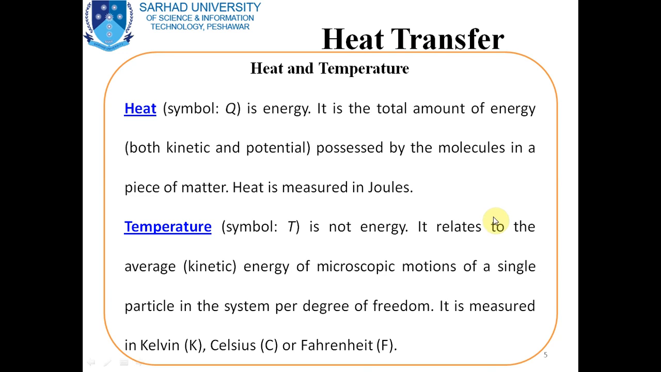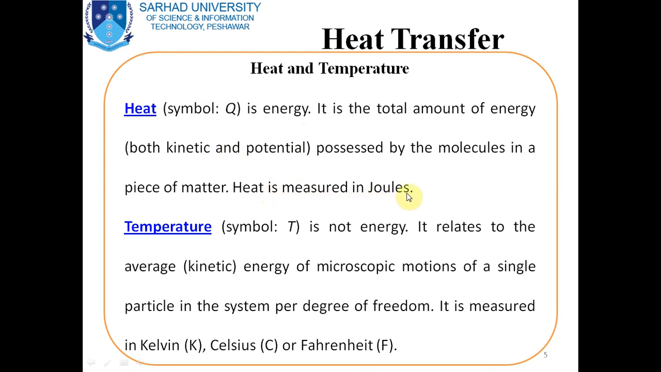Basically, heat is a form of energy which is symbolized by capital Q, and it is the total amount of energy, both kinetic and potential energy, possessed by the molecules in a piece of matter. As is clear from the definition, the total amount of energy possessed by the molecules in a piece of matter is termed heat. Remember that the combination of both kinetic and potential energy, that is the total amount, is termed heat.